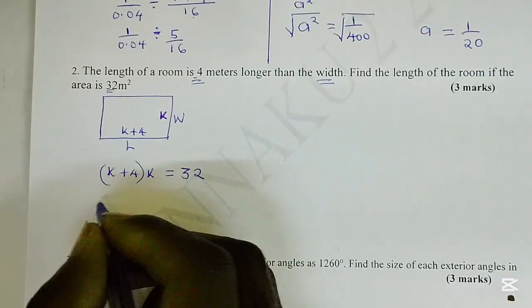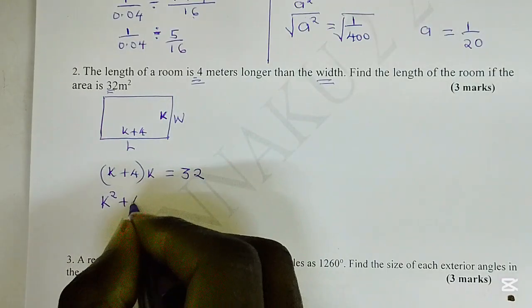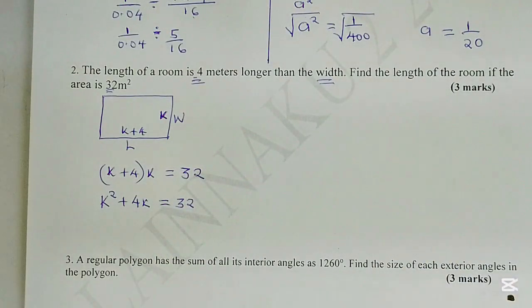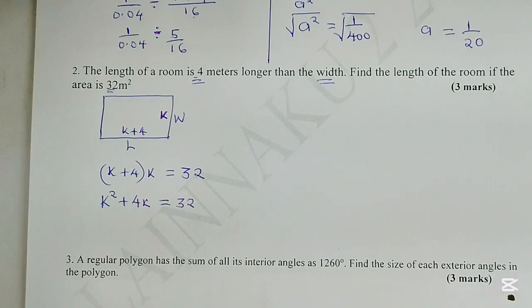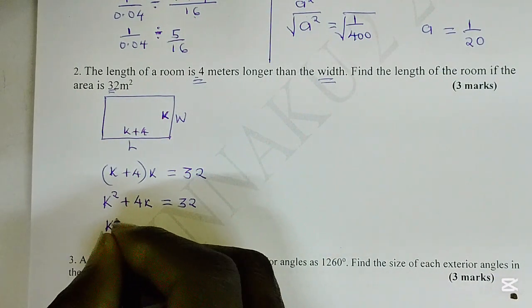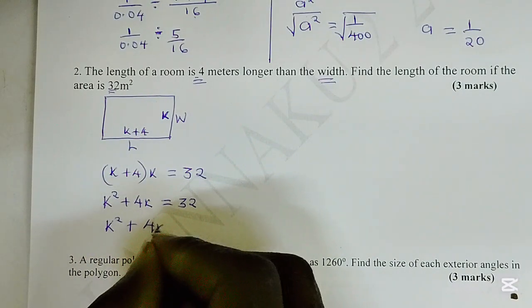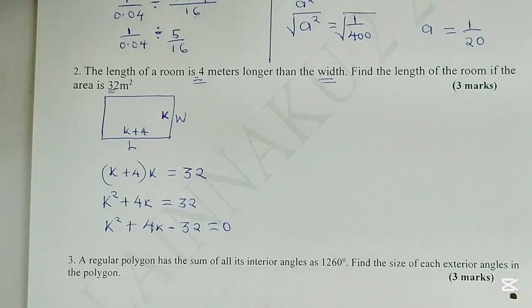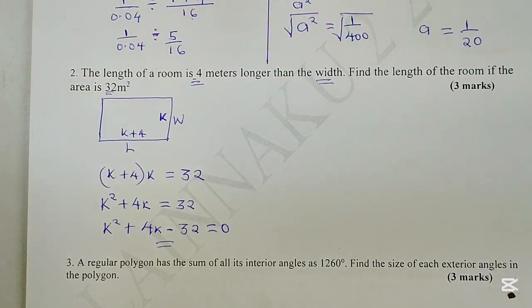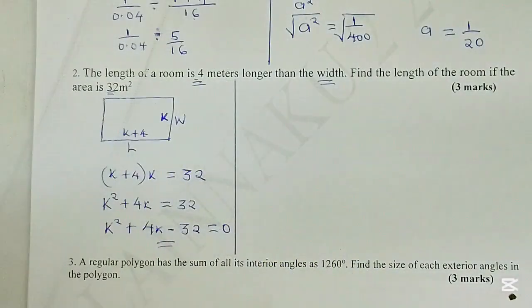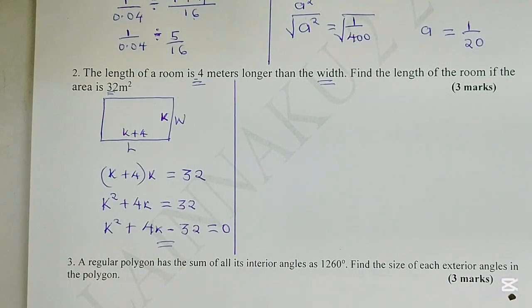Now if you expand this one, you'll have that K squared plus 4K is equivalent to 32. So if it is equal to 32, then we can take 32 to the left hand side. So you have that K squared plus 4K then minus 32 equals 0. Now I look at this. This one is a quadratic equation. So since it is a quadratic equation, we can solve it using the several methods that we have. So here we are going to use the factorization method.